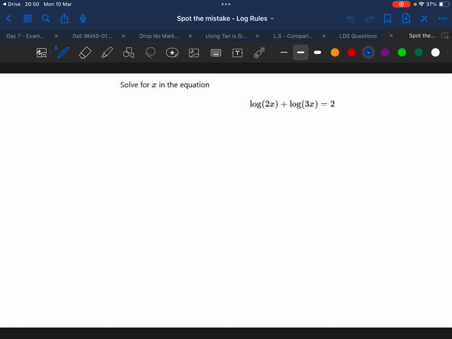So I'm going to try and solve this question here on the board. Can you please tell me where am I making my mistake? Log A plus log B, yeah. So log of 5x equals 2.